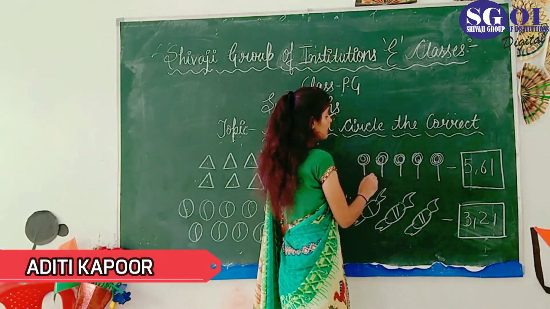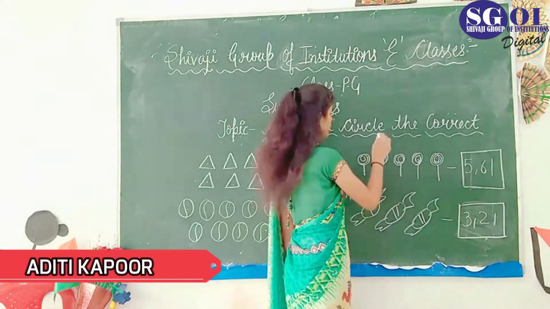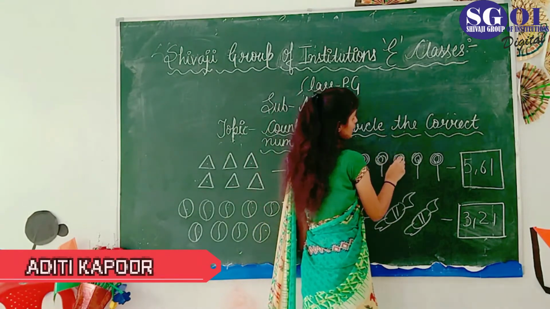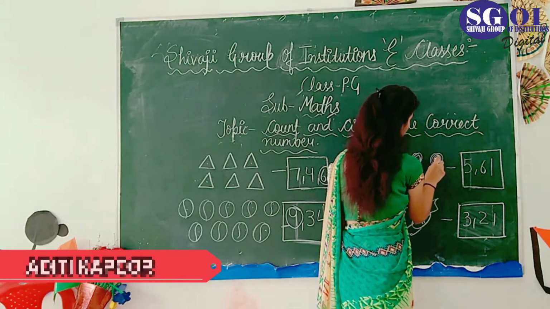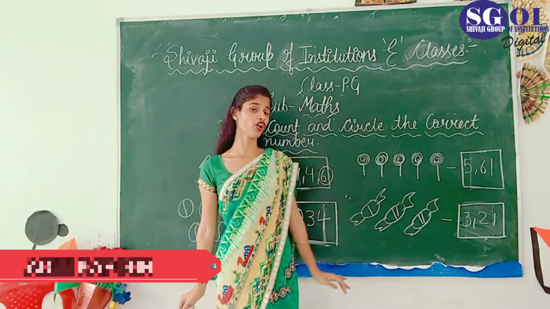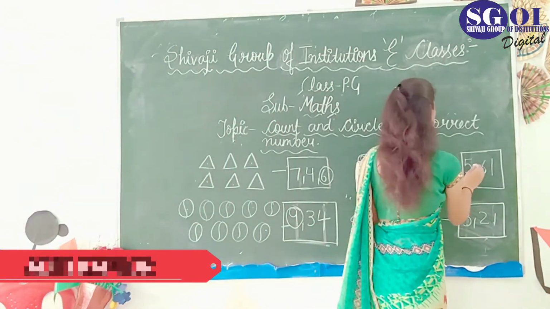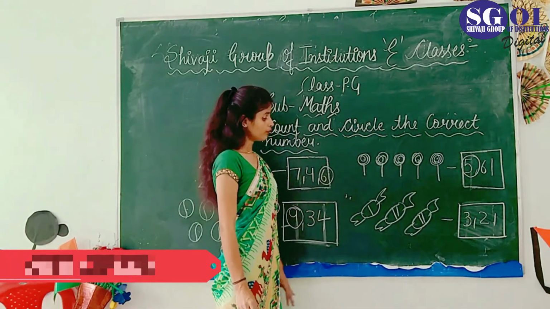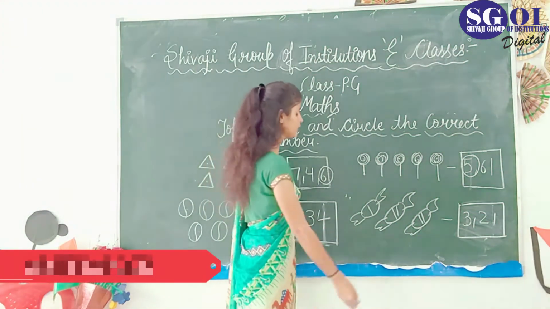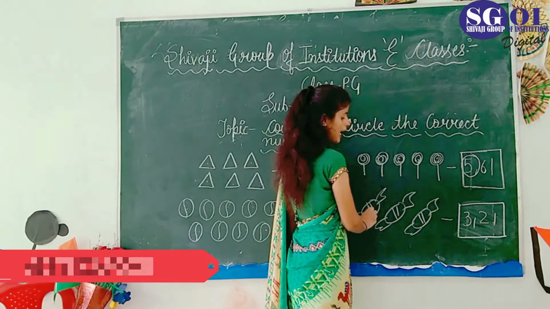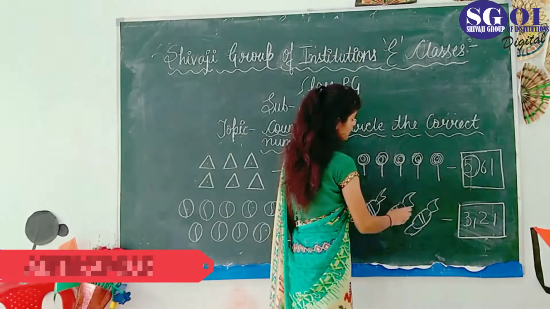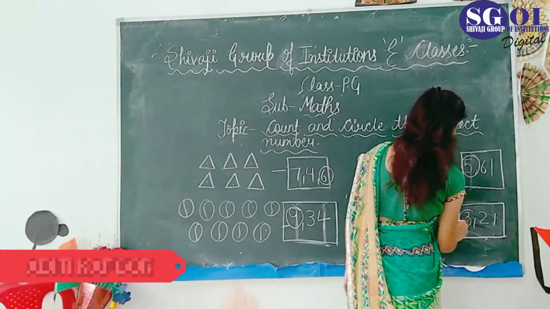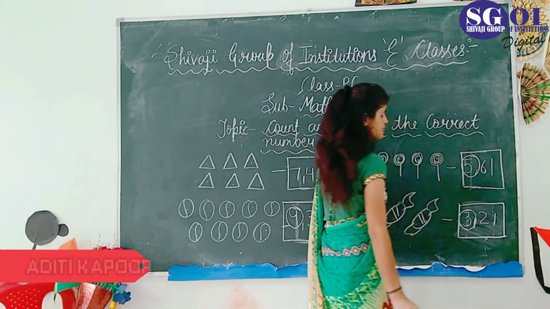Tell me how many lollipops are there in this line. Now let's start. Count with me. 1, 2, 3, 4, 5. There are total 5 lollipops. So we have to circle number 5 like this. Okay. Now come to the next line. Now tell me how many candies are there in this row? 1, 2, 3. There are total 3 candies. So we have to circle number 3 like this.